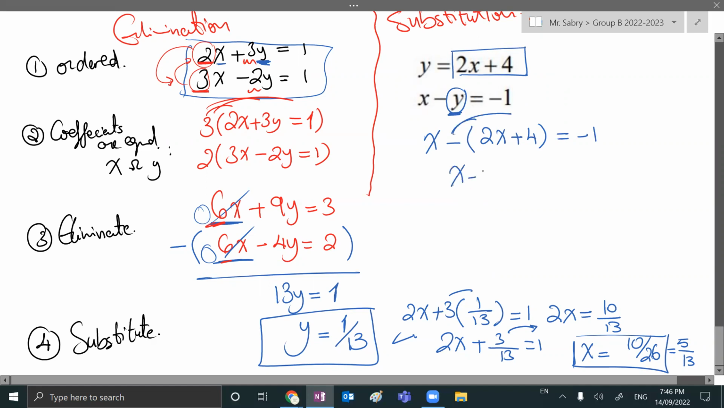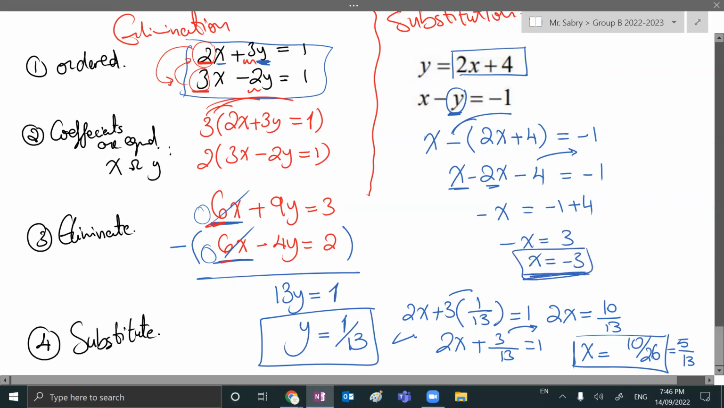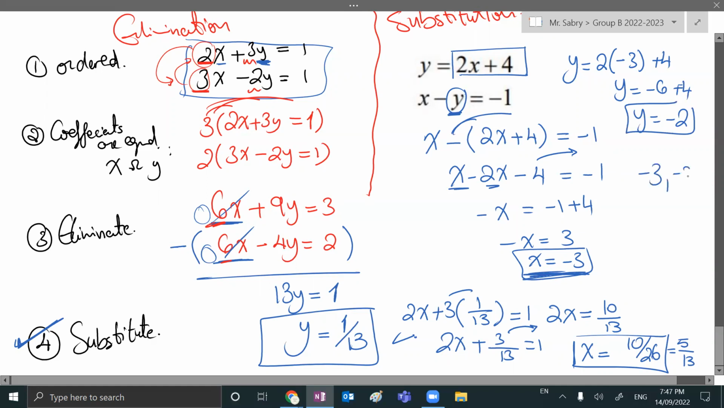Distribute the negative sign, so I'll have x minus 2x and minus 4 equals to negative 1. Add like terms, so negative x equals to negative 1 plus 4, which means negative x is equal to 3, which means positive x is equal to negative 3. Once you have the x value or the y value, we're going to do the exact same fourth step of the elimination. Substitute in any of the equations to get the other one. So I'll say that now y is equal to 2, and instead of the x, I'll substitute the negative 3. That should give me negative 6 plus 4, which is then the negative 2. And I have now the answer is negative 3 and negative 2.